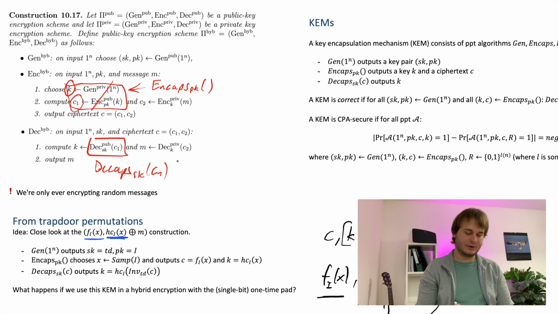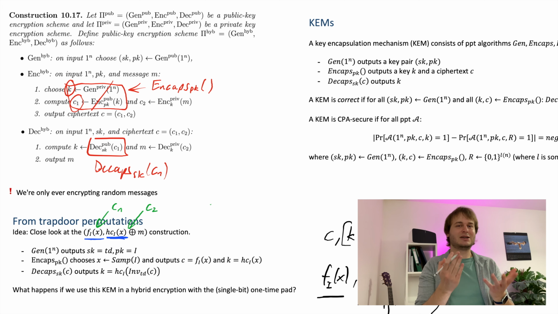Yes, exactly. We get back our original encryption scheme, because this first part here will have become our C1, and the second part here is just our C2, which is a one-time pad encryption of M under the key K that's chosen from the KEM. And that's actually kind of interesting.